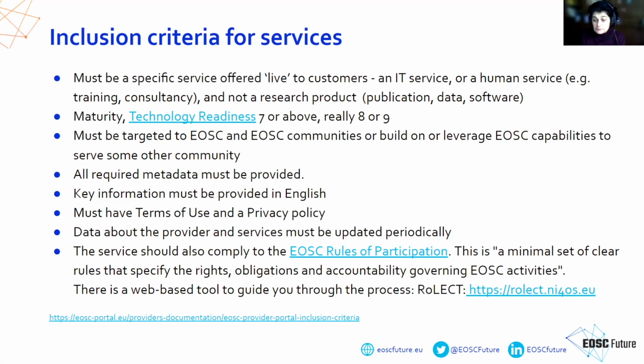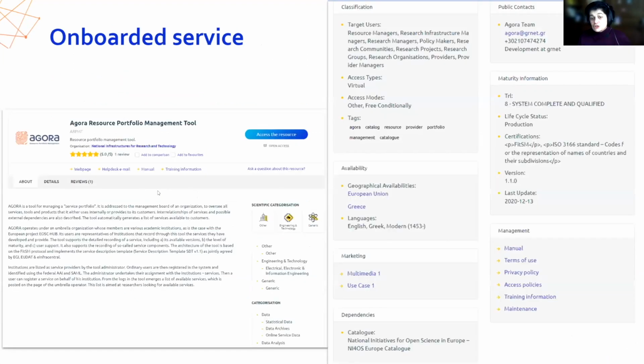And also, there are EOSC rules of participation. You have a link to this document. This is some minimal set of clear rules that you have to respect and requirements to meet. And also there is a tool that can help you meet these requirements. So this is how an onboarded service looks. I've already explained this. I won't go through these metadata. So you can see the technological readiness level and all the metadata here.